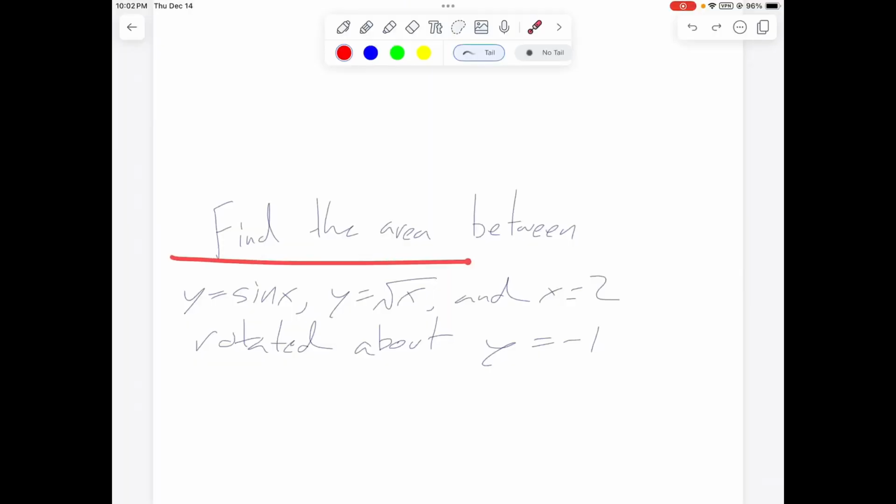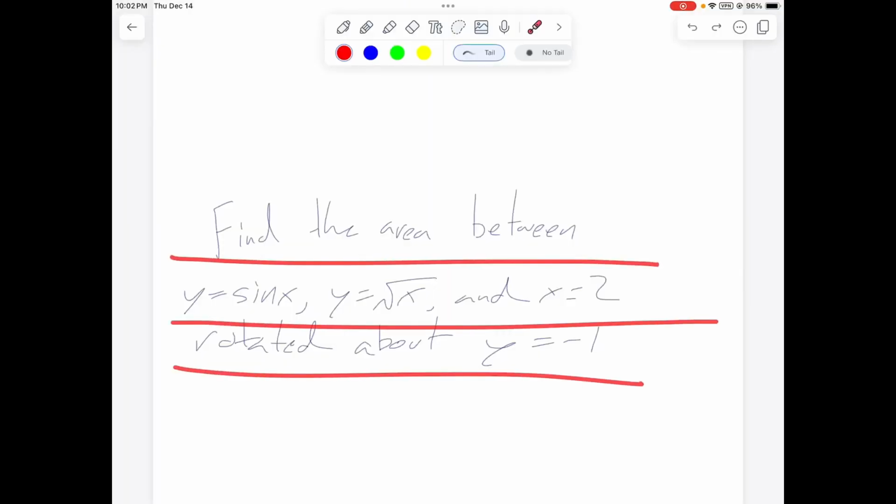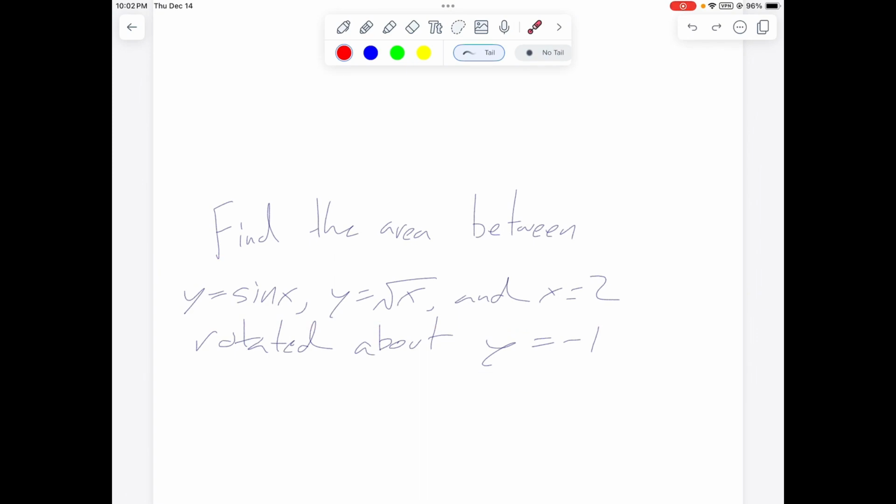Anyways, I'm Vivian and I'm going to teach you how to do washer and shell method with an example because I think that's the best way to learn. Okay, so say we have this example here. Find the area between y equals sine x, y equals square root x, and x equals 2 rotated around y equals 1. Or y equals -1, I mean.